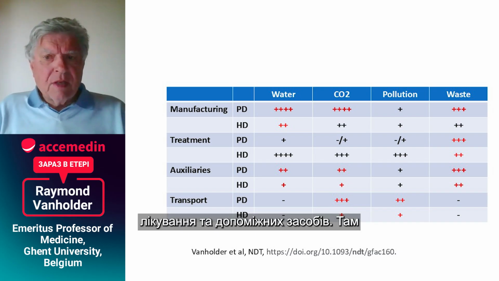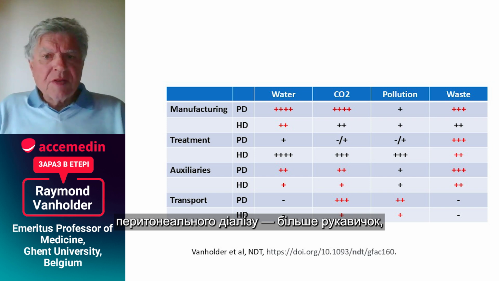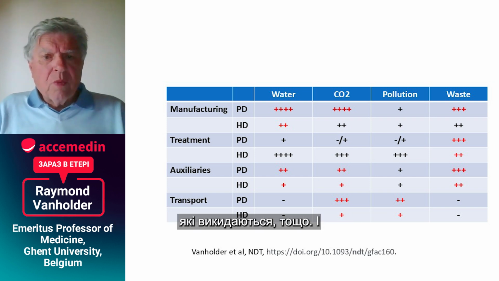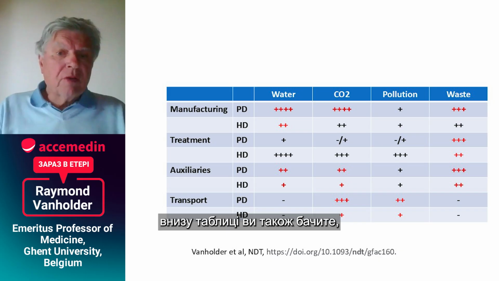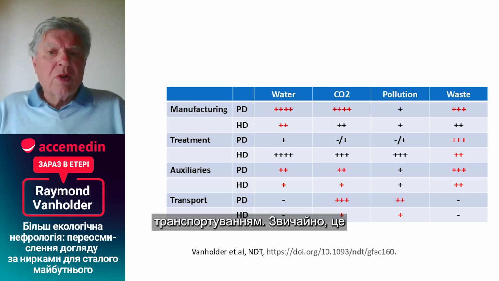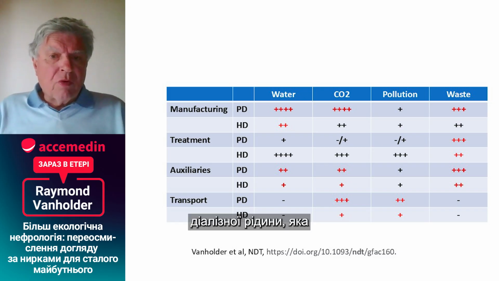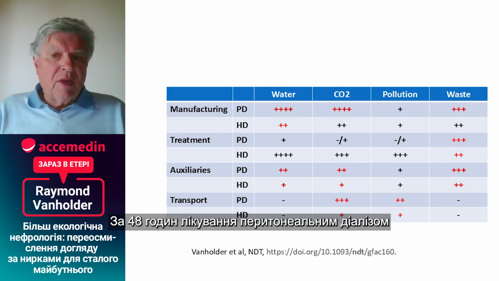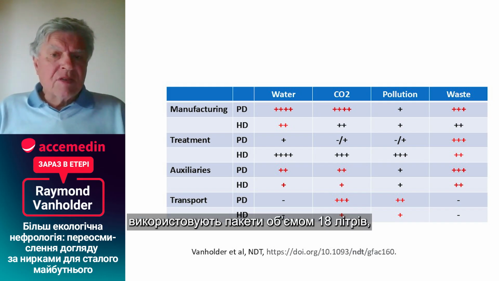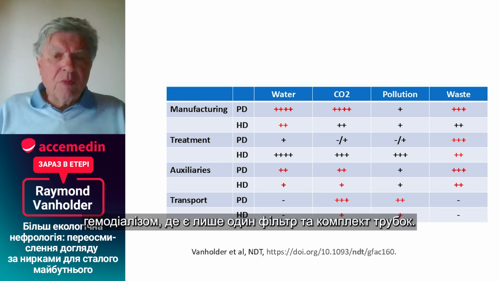The same for the treatment and the auxiliaries. There is more plastic involved in peritoneal dialysis, more gloves which are thrown away, etc. And then at the bottom of the table, you see that there is also a problem with transport. Of course, it costs more CO2 to transport peritoneal dialysis fluid, which is more bulky. There is more volume in 48 hours of peritoneal dialysis treatment with 18 liters of bags as compared to hemodialysis, which is only one filter and a set of tubings.